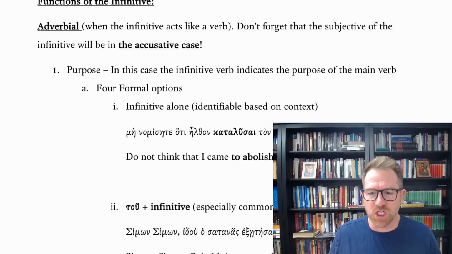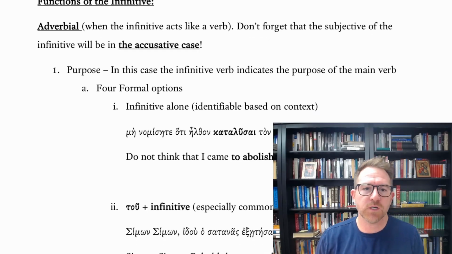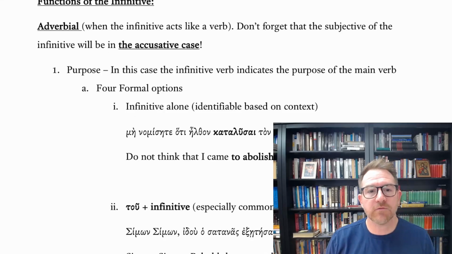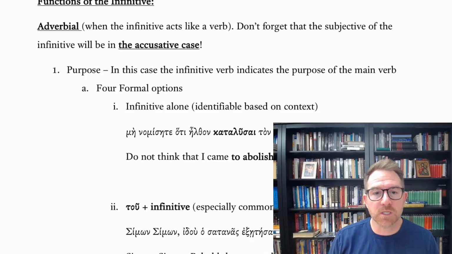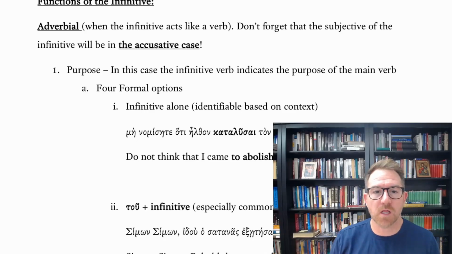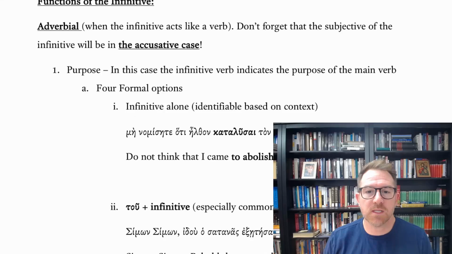So what are the functions of the infinitive? Well, again, because they're verbal nouns, they can function adverbially. This is when it acts like a verb. Don't forget the subject of the infinitive is in the accusative case. The purpose clause infinitive is when the infinitive indicates the purpose of the main verb.